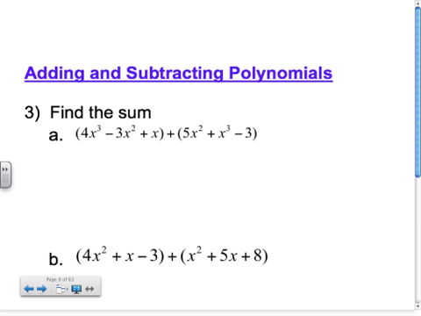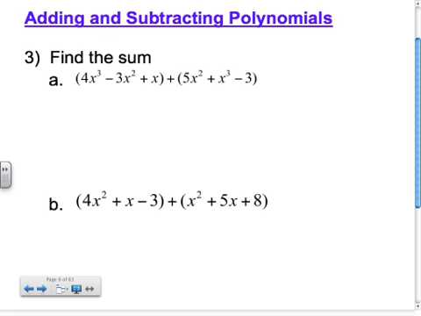Okay, finally, we're getting into actually what we want to talk about today, and that's adding and subtracting polynomials. Okay, so I want to find the sum. The biggest thing for you to understand when adding and subtracting polynomials is you can only combine terms with the same degree. So for example, I have 4x to the third. I have a 1x to the third over here. I can combine those now. 4x to the third plus a positive x to the third, that's just 5x to the third.